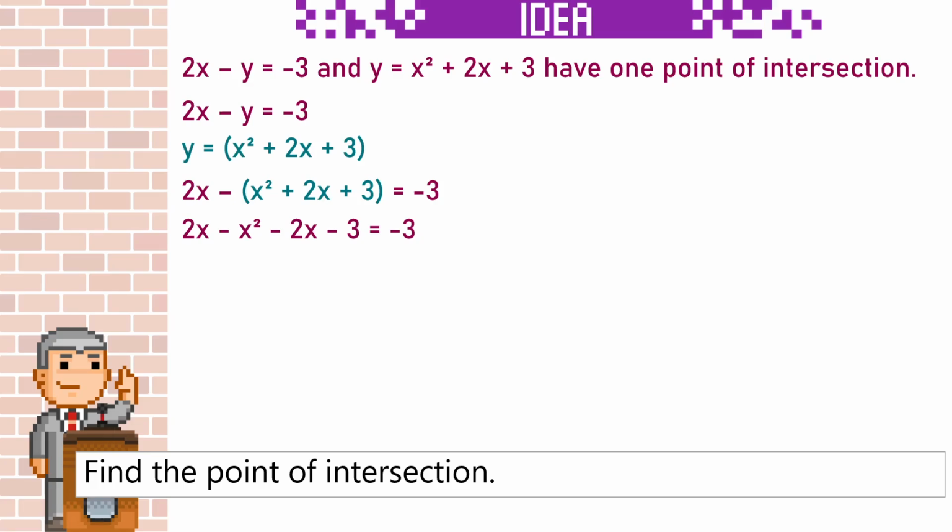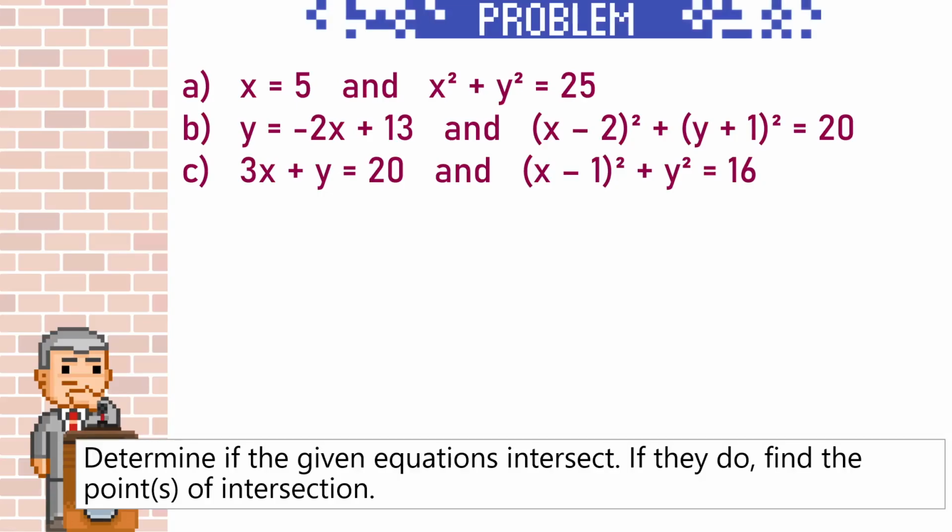So we've got 2x take away 2x. We've got a minus 3. If we add 3 to both sides, that will equal 0. So it's just going to be x squared equals 0. So therefore x will equal 0. Substitute that into the linear equation, so 2 times 0 minus y equals minus 3, and we can find that y is 3. So the intersection between these two graphs will be at (0, 3). Let's have a go at these questions.